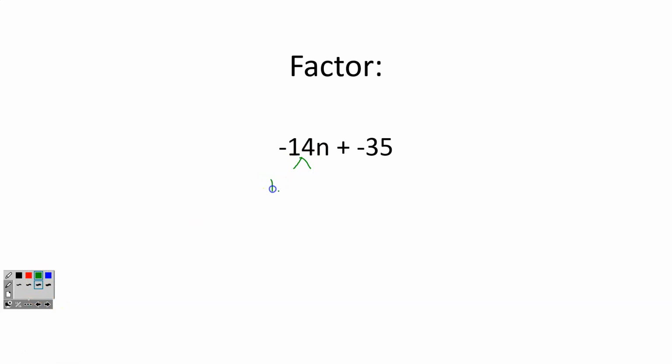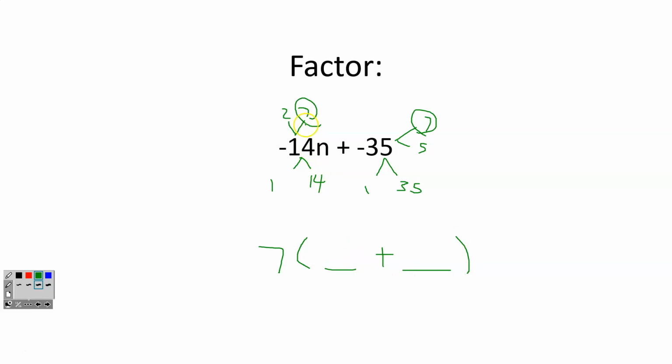Factors of 14 are 1 and 14, and 2 and 7. Factors of 35 are 1 and 35, and 7 and 5. So the biggest number they have in common is 7. So I put that outside my parentheses, build my picture. If I take a 7 out of 14n, I'm left with 2n. If I factor a 7 out of 35, I'm left with 5.